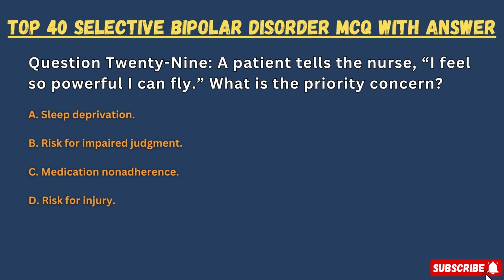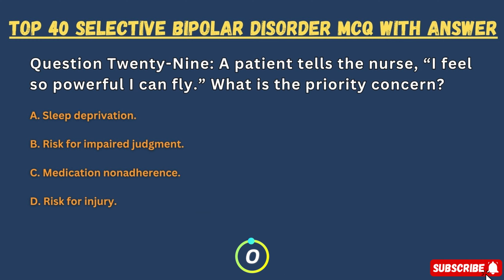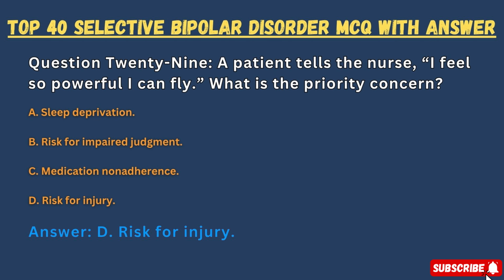Question 29. A patient tells the nurse, "I feel so powerful I can fly." What is the priority concern? A. Sleep deprivation. B. Risk for impaired judgment. C. Medication non-adherence. D. Risk for injury. Answer: D. Risk for injury.